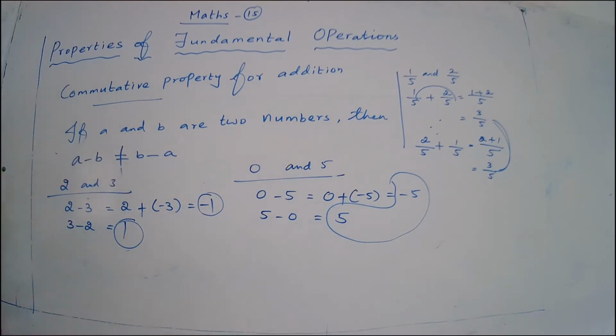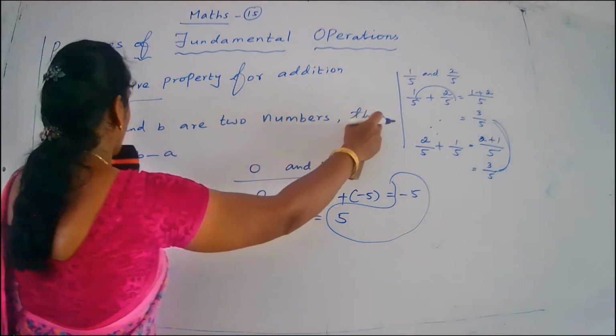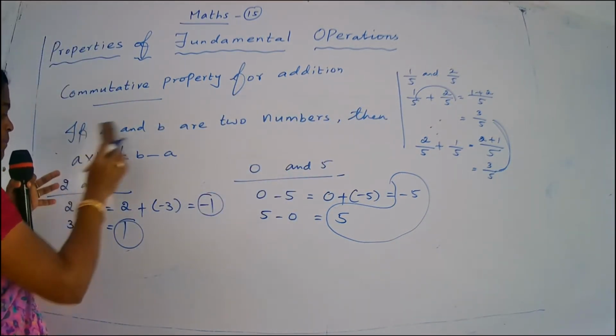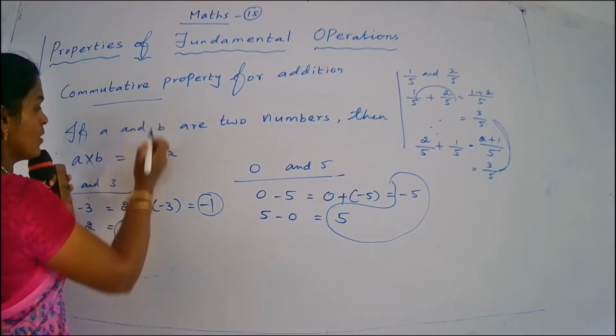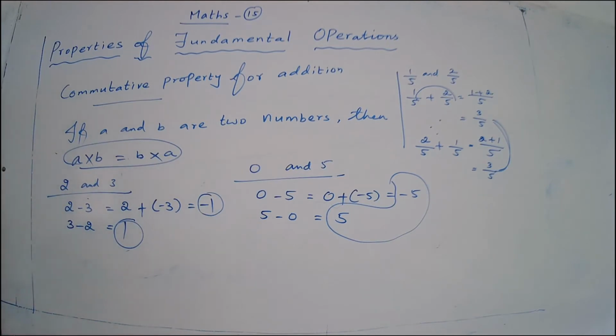Okay, children. Now you check this property for the operation of multiplication. So the rule is, if a and b are two numbers, then a multiplied by b equal to b multiplied by a. So we have to check a into b is equal to b into a.